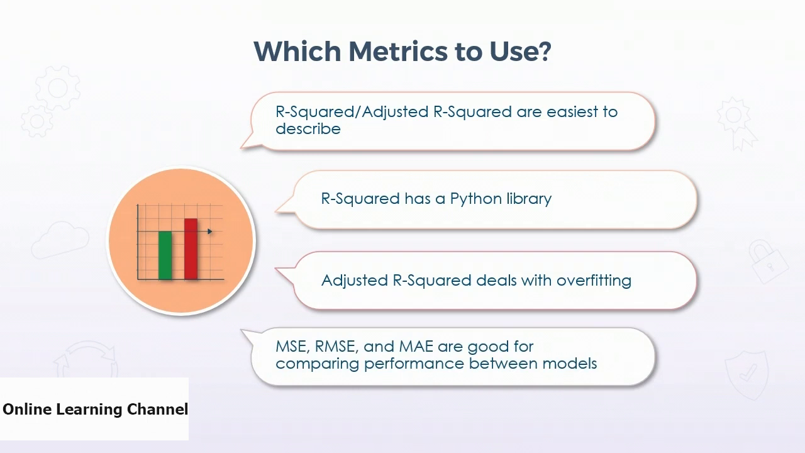And finally, once you're more familiar with models and the metrics that they produce, looking at the mean squared error, root mean squared error, and mean absolute error metrics is a good next step. They can give you really good insight into the effectiveness of your model.